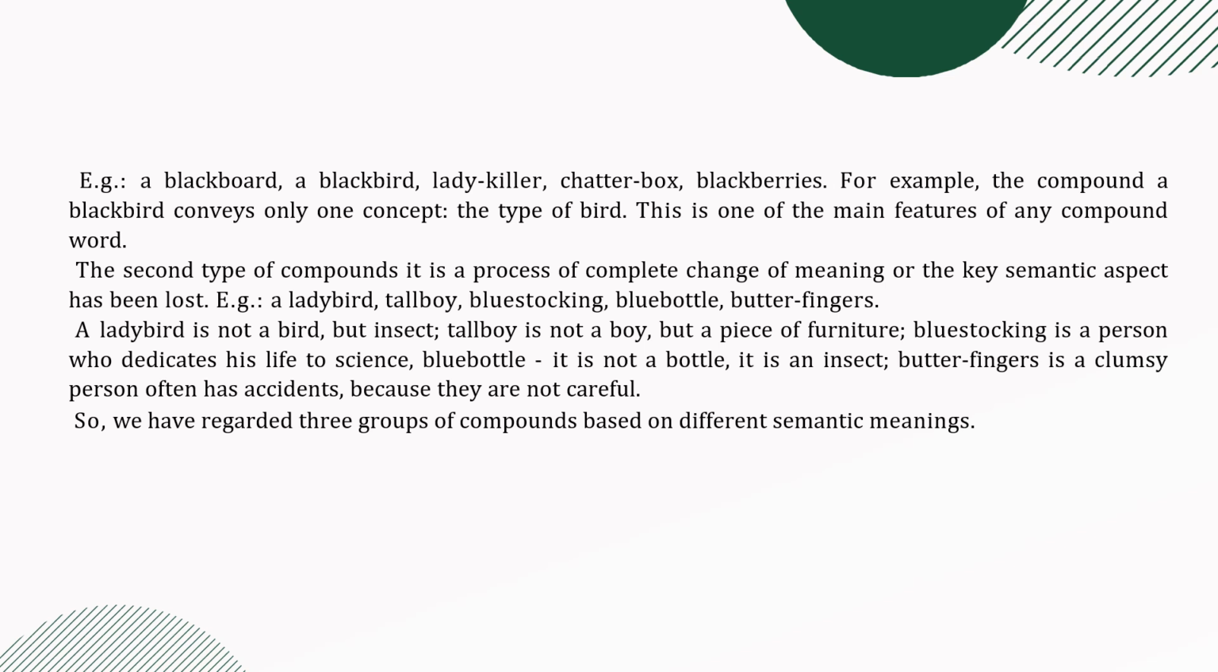The second type of compounds is a process of complete change of meaning, or the key semantic aspect has been lost. For example, a ladybird, tall boy, blue stocking, etc. A ladybird is not a bird but an insect. Tall boy is not a boy but a piece of furniture. Blue stocking is a person who dedicates his life to science, etc. So we have regarded three groups of compounds based on different semantic meanings.